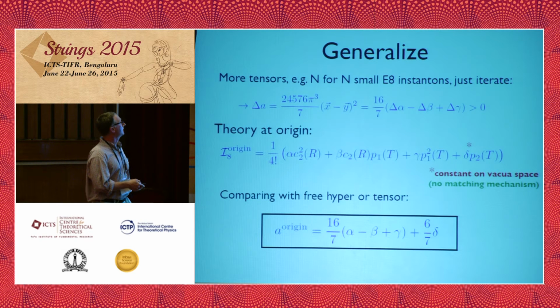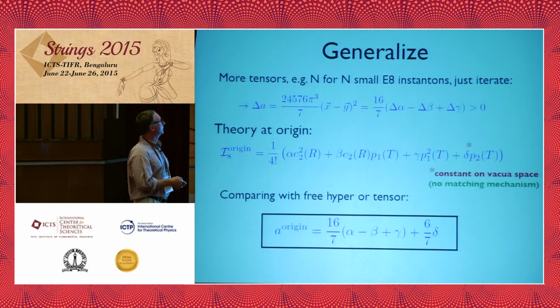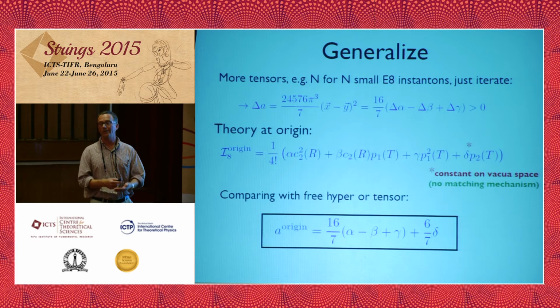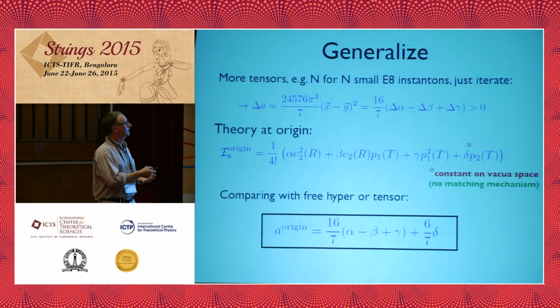And we can generalize this very easily to theories with more tensors. For example, if we look at the theory of n small E8 instantons, there are n tensors, and exactly the same kind of argument goes through. And what we get in the end is that the theory at the origin has some anomalies alpha, beta, gamma, delta. This delta can't change because there's no matching mechanism. It has to be constant on the space of vacua. And the change in A is related to the change in these alpha, beta, gamma, delta.